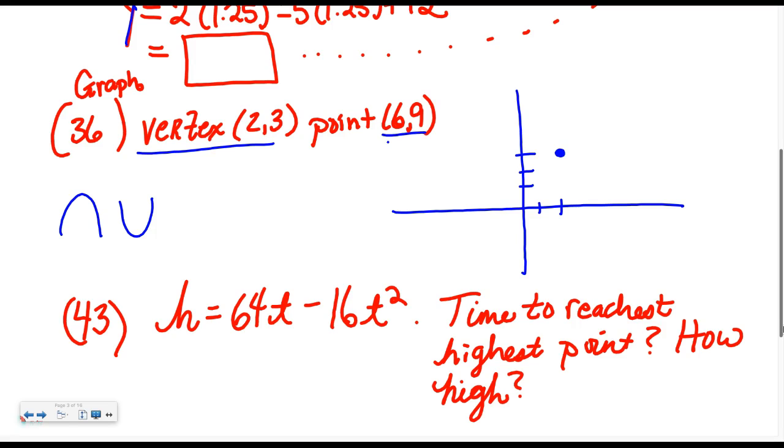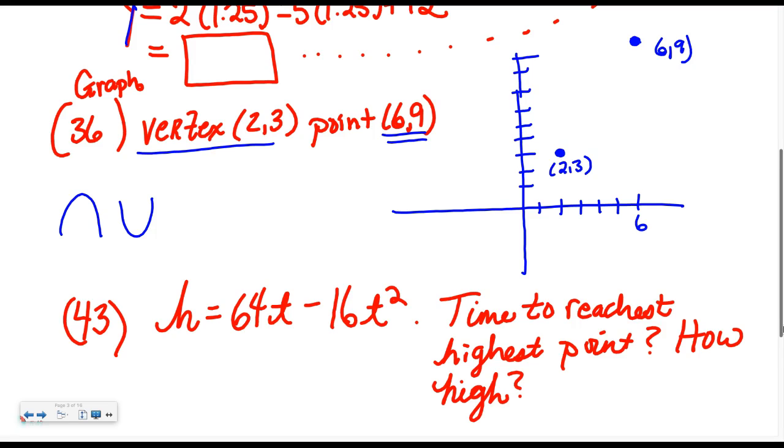The other point that it goes through is (6, 9). So I'm going to go 1, 2, 3, 4 out to 6, then 3, 4, 5, 6. Again, you should be on graph paper: 7, 8, 9. And at (6, 9), I have another point. Now, what that tells me is that this vertex right here at (2, 3) was the minimum, which means I have another point symmetrically on the other side.